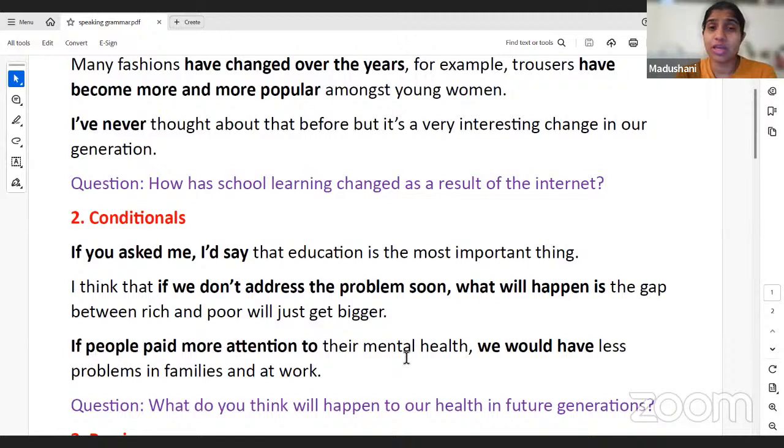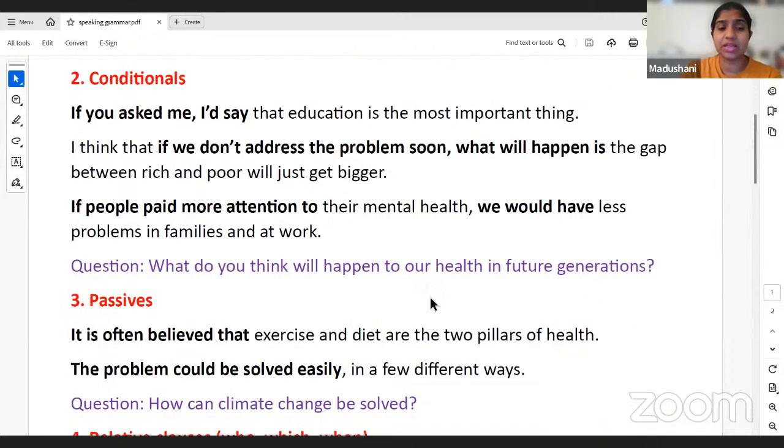All right. So if you have been asked this question, what do you think will happen to our health in future generations? For that question, you have to use mainly the conditional sentence. And then the other thing is we have to use passive when you're speaking. The other most important thing, passive voice. The first sentence: it is often believed that exercise and diet are the two pillars of health. And the next one: the problem could be solved easily in a few different ways.